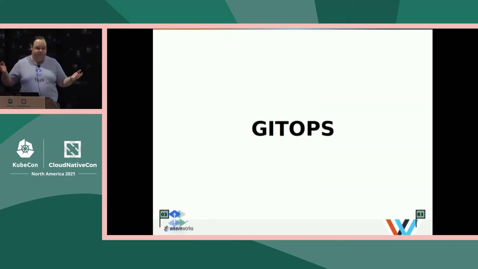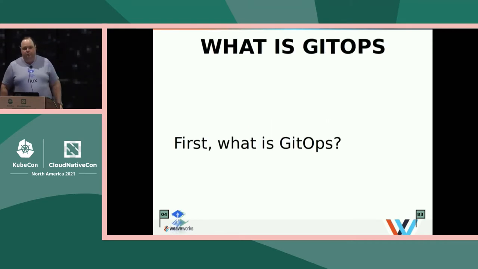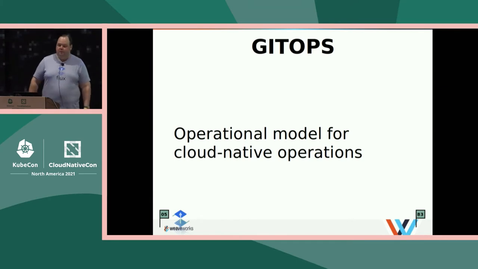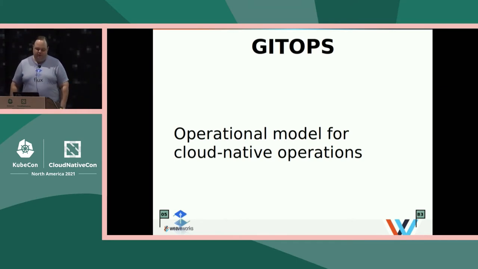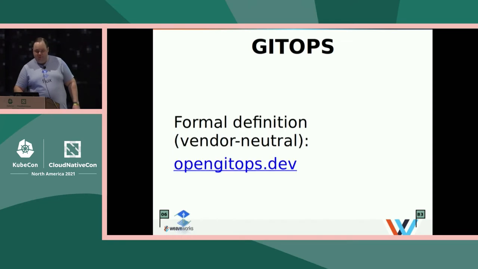So GitOps, that's what you're all here for, I think. First, we're going to talk really briefly about what is GitOps. GitOps is an operational model for cloud-native operations. It's a modern model, I think, I meant to say. GitOps is formally defined at this point. This should give you an idea of its maturity. We've gone through lots of rounds in a vendor-neutral setting. AWS, I believe Red Hat, Microsoft, a number of companies have participated, Weaveworks, Codefresh, to come up with this definition for GitOps. And we think it's pretty solid at this point, so it's been made 1.0.0.